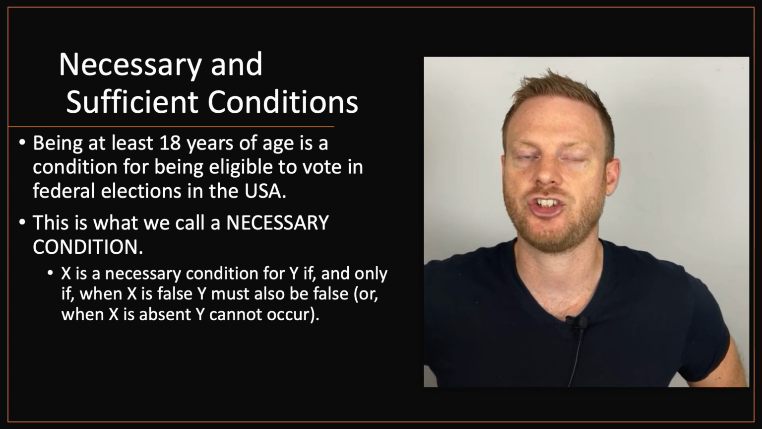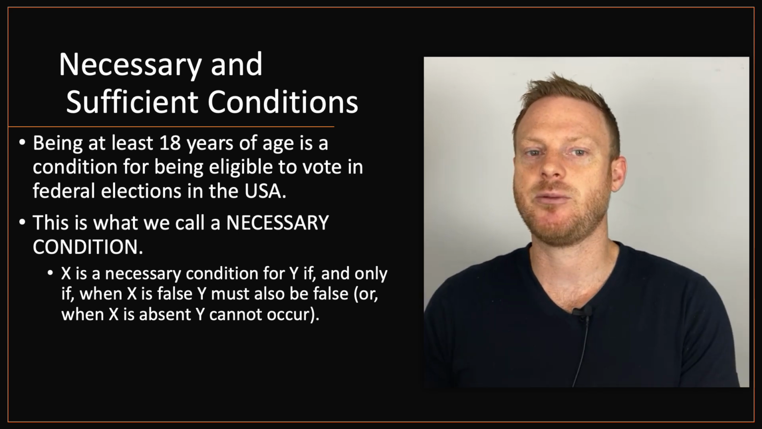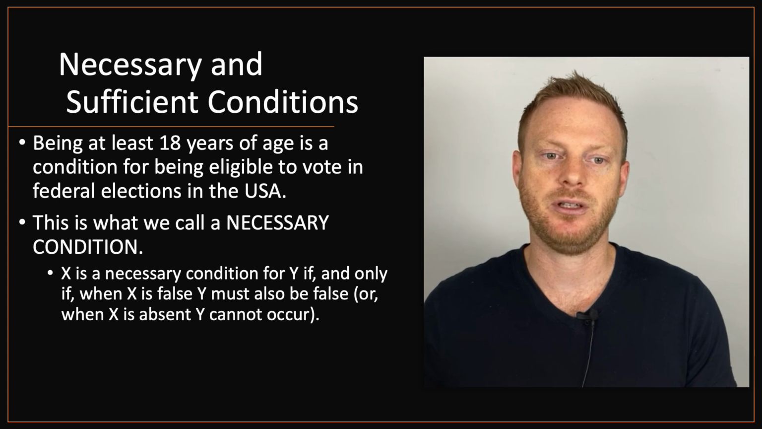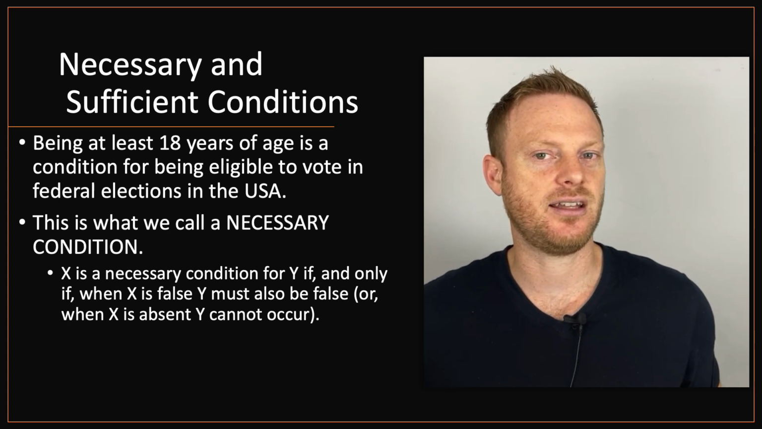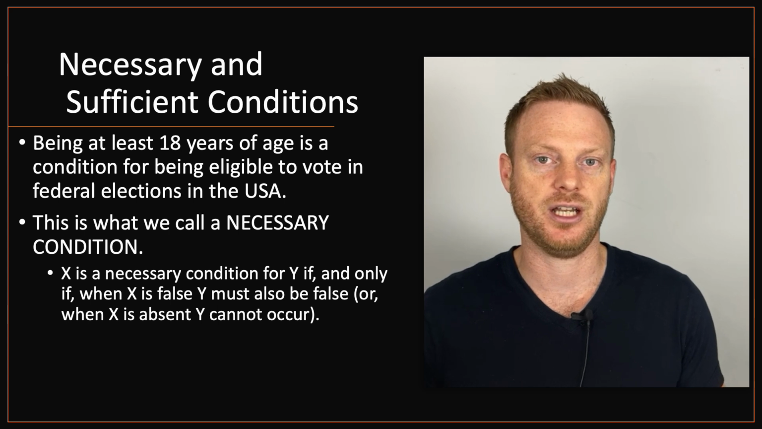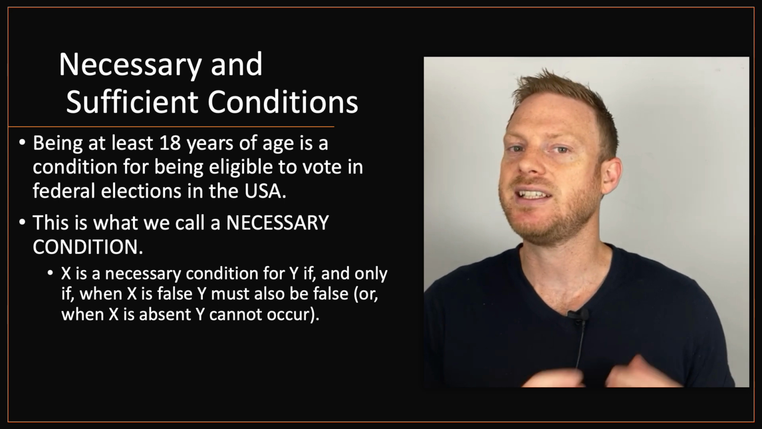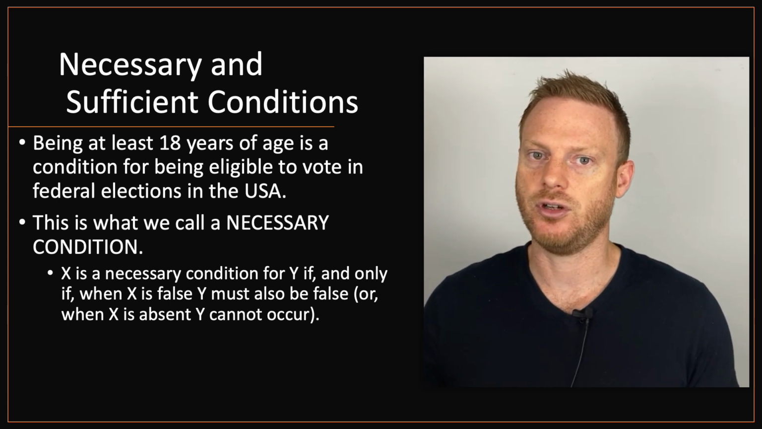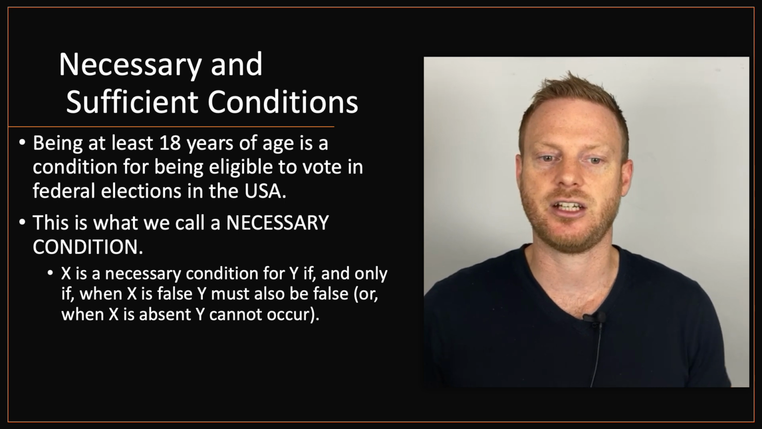A necessary condition is something that needs to be met in order for something else to happen, but it doesn't guarantee that the other thing can happen, right? So you need to be 18 years of age to vote in the US. That needs to be true, but it doesn't guarantee that you can vote in the US, right? So that's what a necessary condition is.